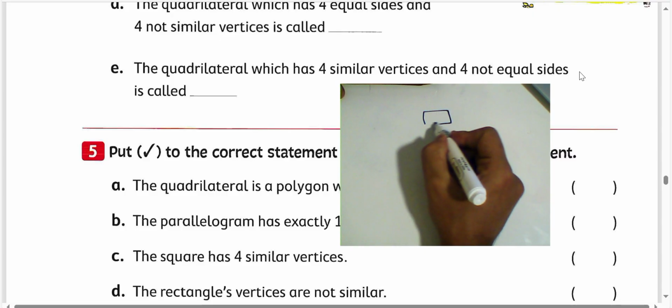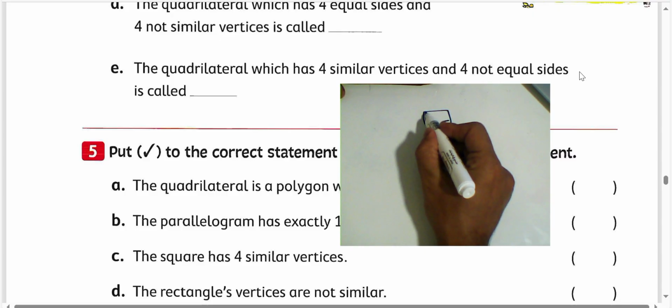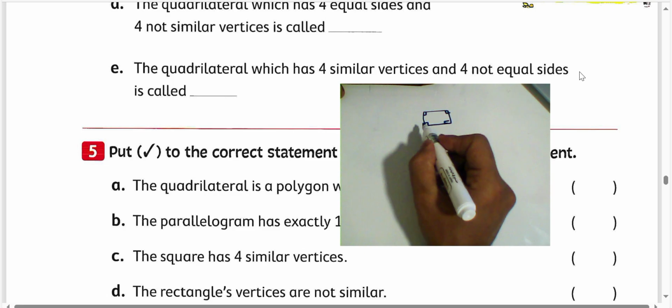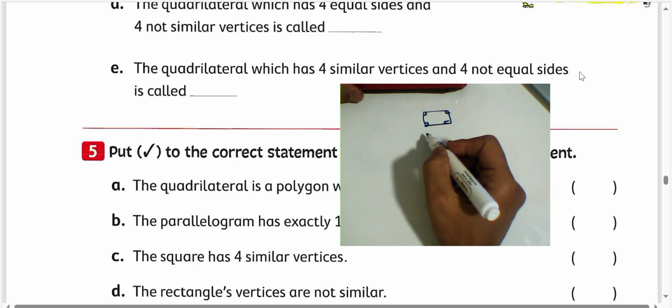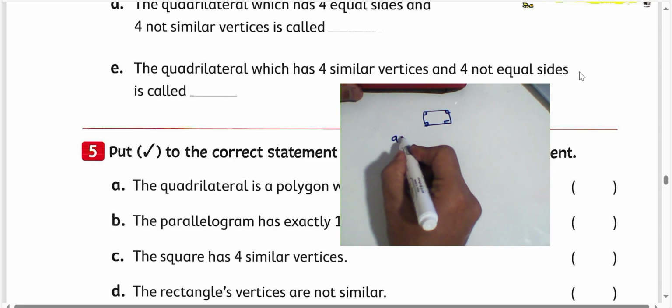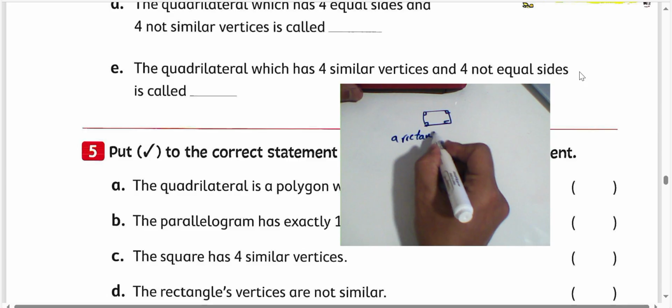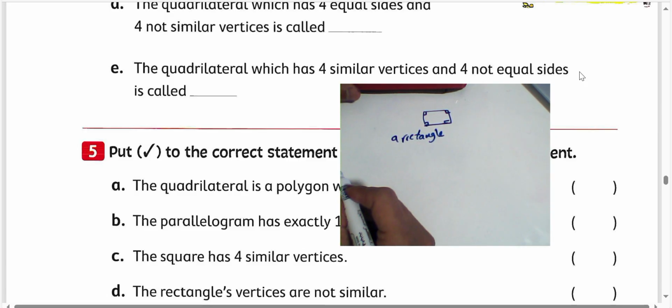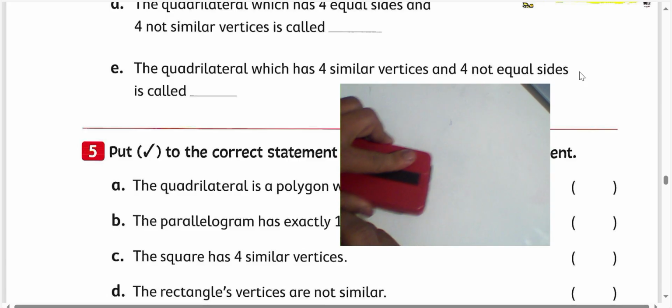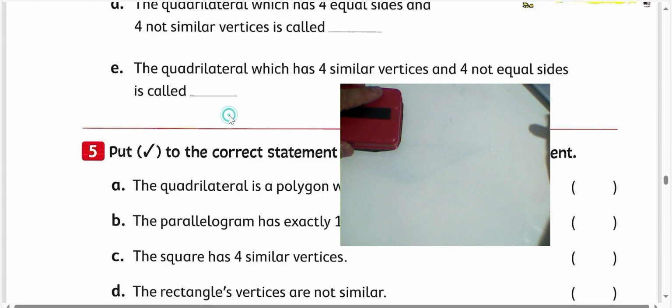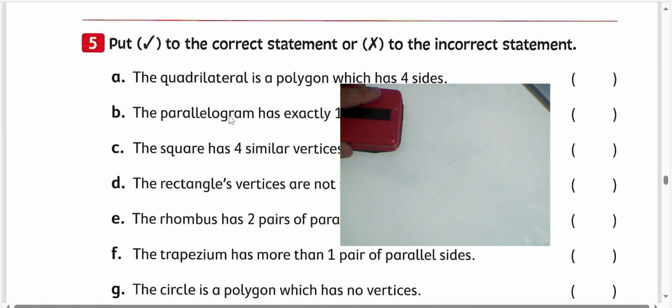The rectangle has four similar angles. The measure of each one of them equals 90 degrees. We called it what? A rectangle. Next question, number 5. True or false?